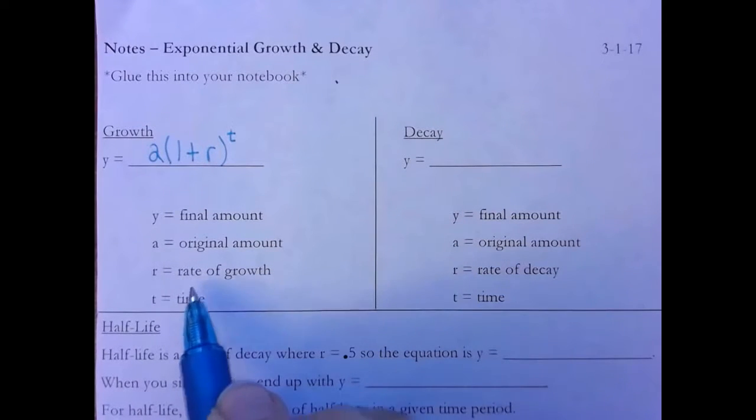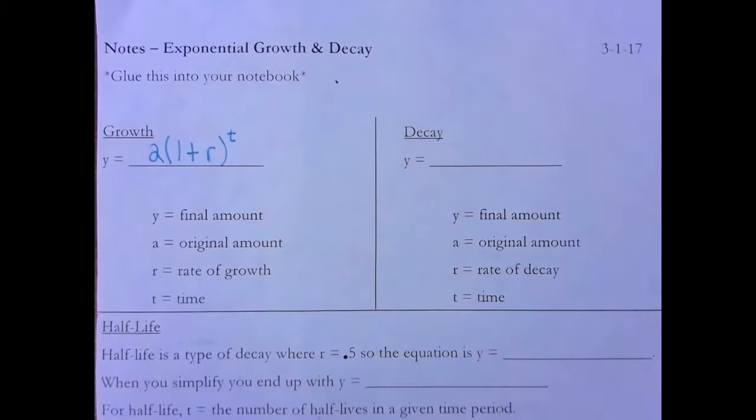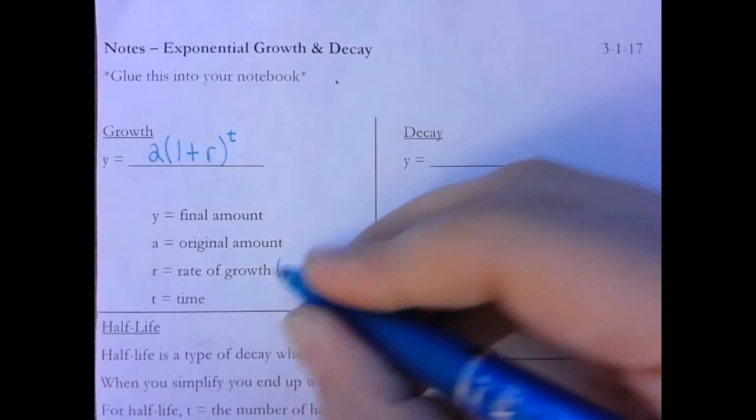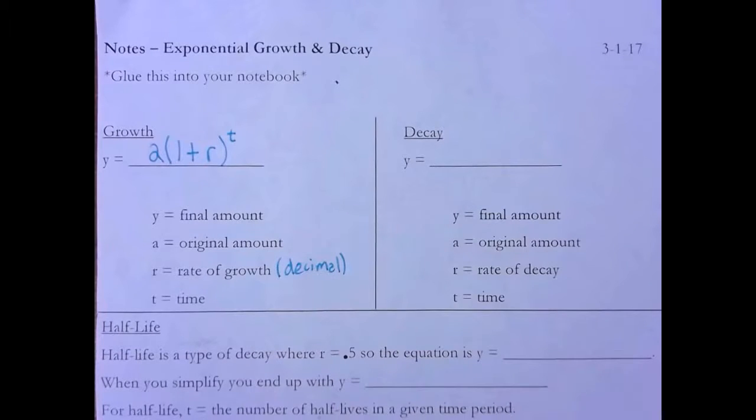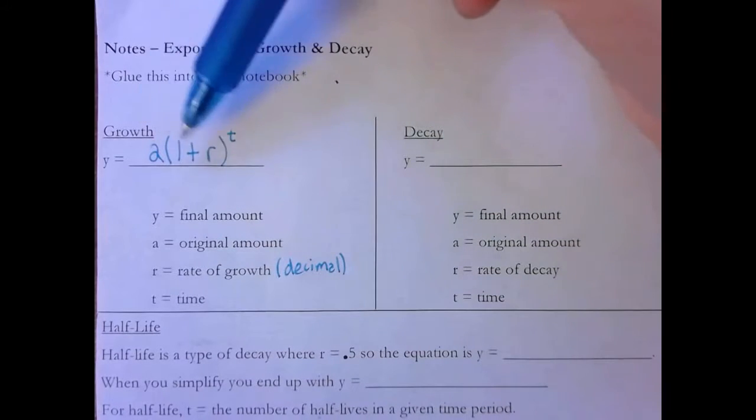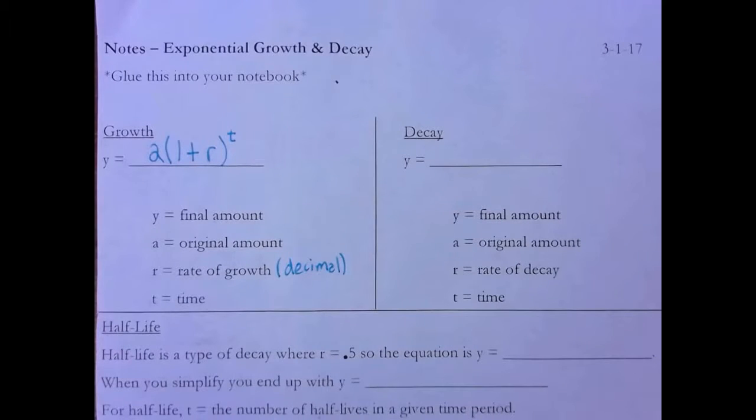Another thing we need to point out is that the rate of growth, just like when we're talking about compound interest, needs to be a decimal. And since it's growth, you're going to add r to it.